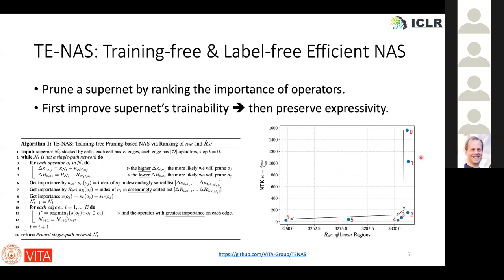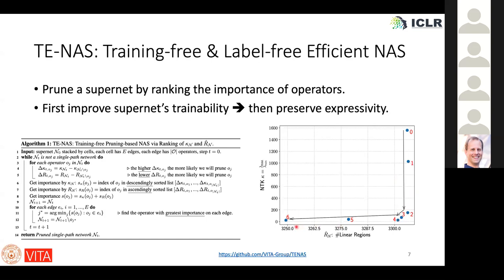So in the first few steps, we are removing those redundant operators, which will not sacrifice any linear regions, but can help to improve the trainability of the networks. And since the target of neural architecture search on the DARTS space is to select a single-path network from the search space, after removing all those redundant operators, we have to sacrifice linear regions to remove some of the other operators. So that's why we see the slight drop in linear regions.